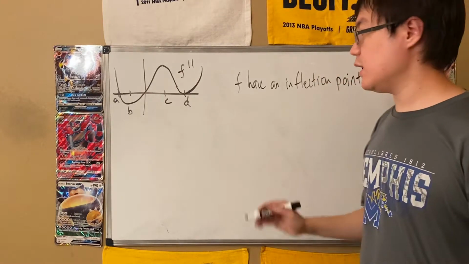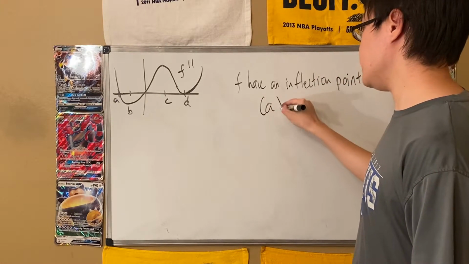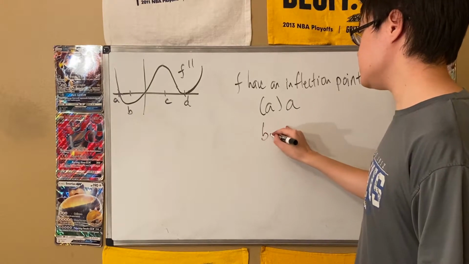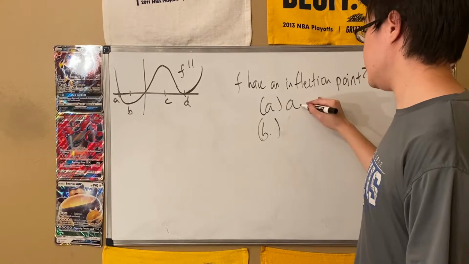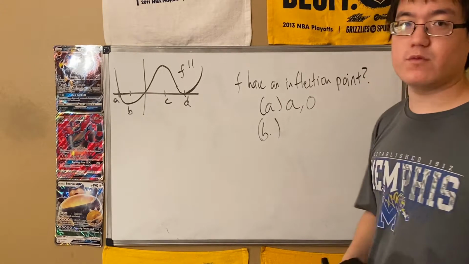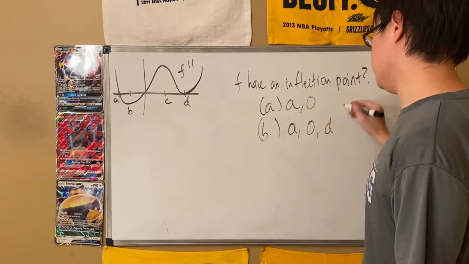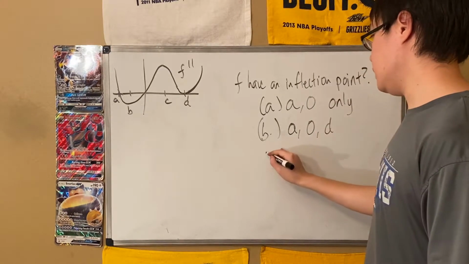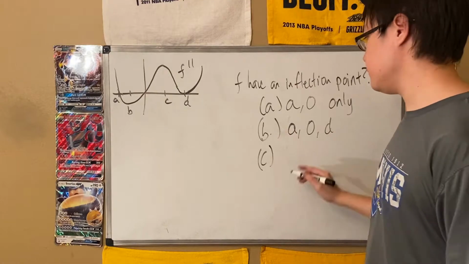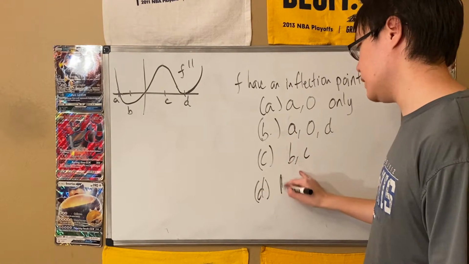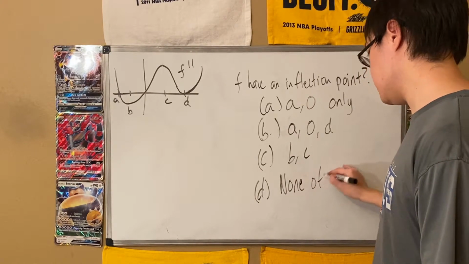So let's have some answer choices. Let's say the answer choice is A. Let's say the answer choice is A and 0. Then one of the answer choices is A, 0, and D. So maybe we should put "only" here. Another answer choice is B and C. And then maybe for D, we can put none of the above, because sometimes none of the above is certainly an answer choice.